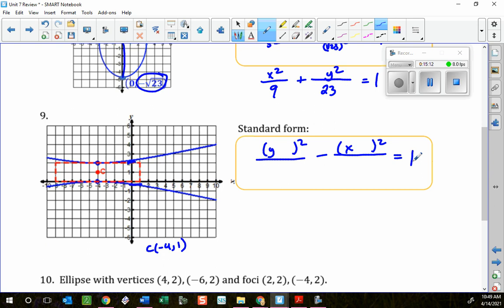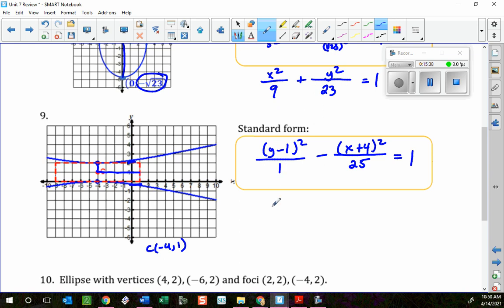All right. So my x will have a plus 4 because my center was negative 4, and my y will have a minus 1 right there. Okay, so now we just look at this box that I gave you. In the x direction, it goes 1, 2, 3, 4, 5. So the x part's going to have a 25 underneath it, 5 squared. And the y part's just going to have a 1 squared. So 1 squared is 1.